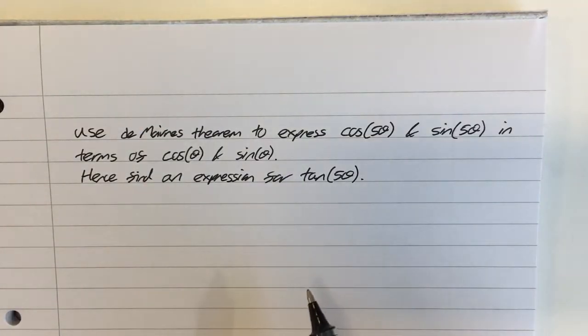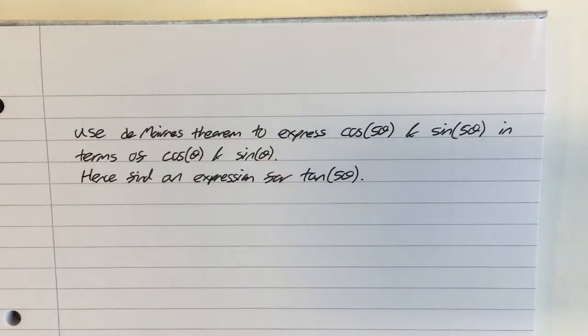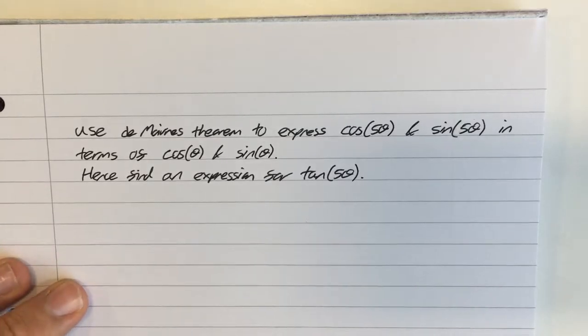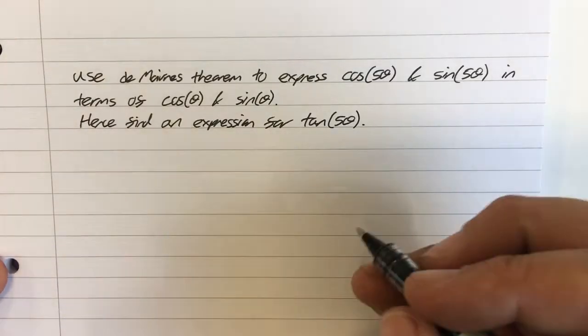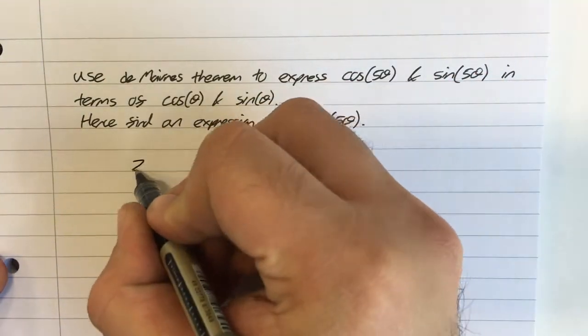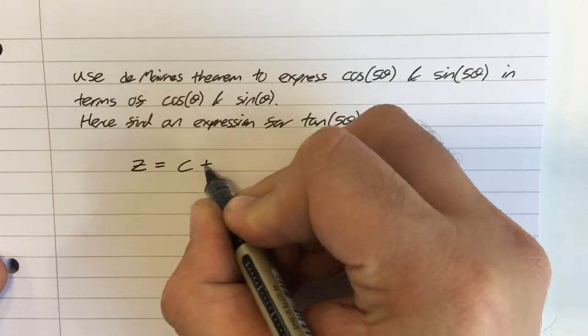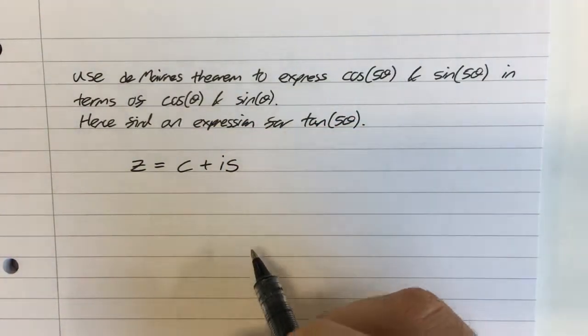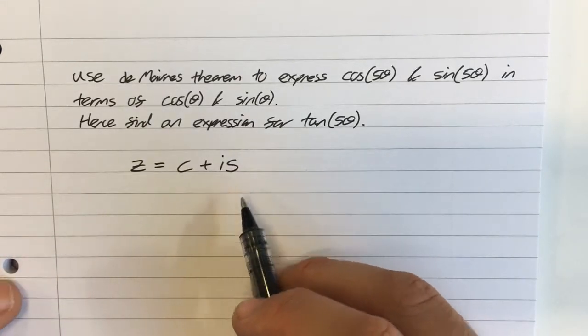Use de Moivre's theorem to express cos of 5 theta and sine of 5 theta in terms of cos theta and sine theta. Hence find an expression for tan of 5 theta. So using the same thing again, we're going to say z, a complex number, is equal to c plus is, where c is cos theta and s is sine theta.